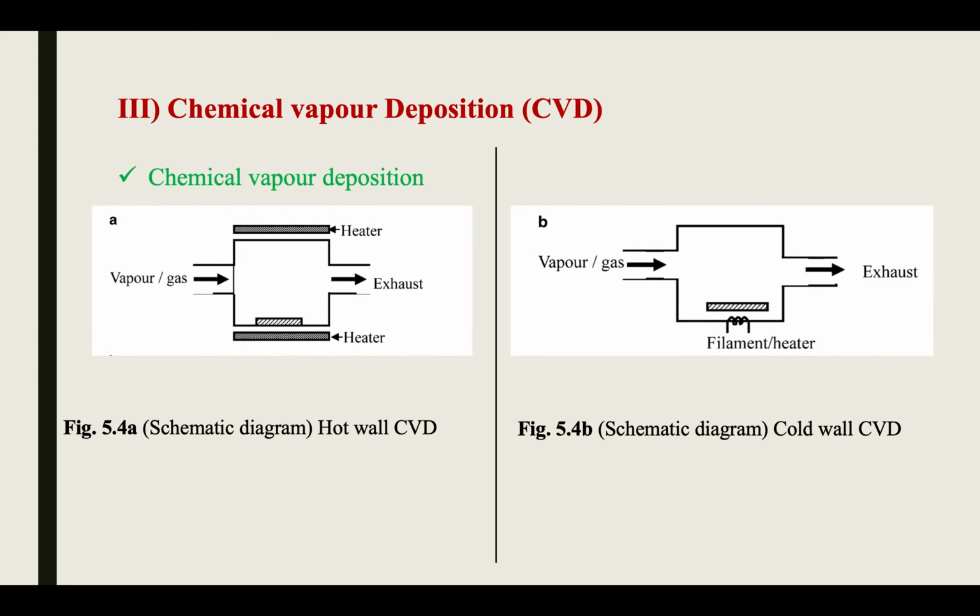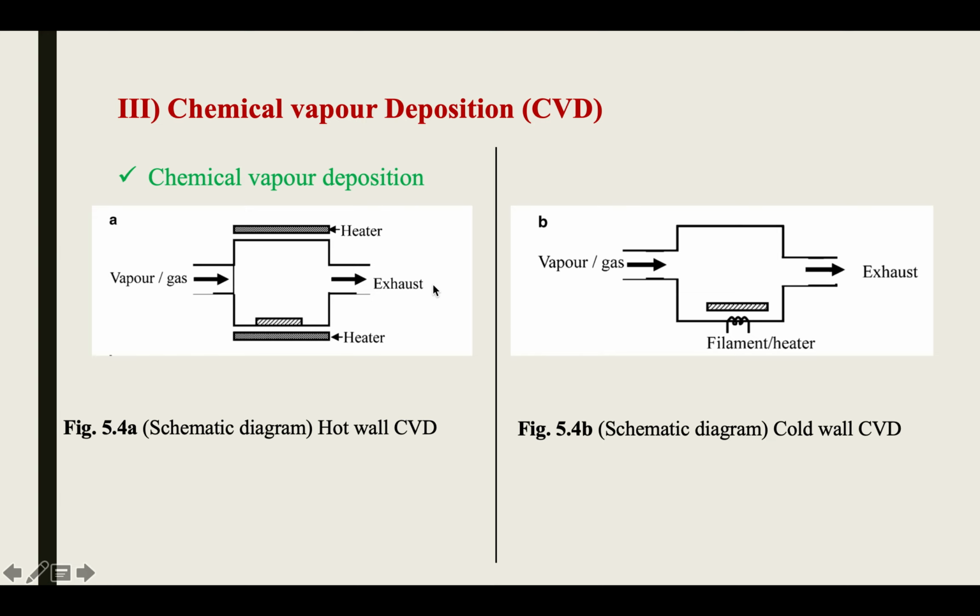Now we will see there are two types of processes. One is hot wall chemical vapor deposition, and the second type is cold wall chemical vapor deposition. This is the schematic representation of hot wall chemical vapor deposition, and this is the schematic diagram for the cold wall chemical vapor deposition chamber.